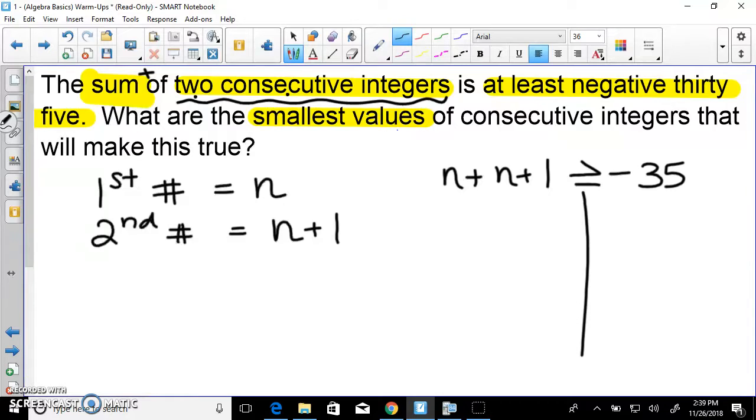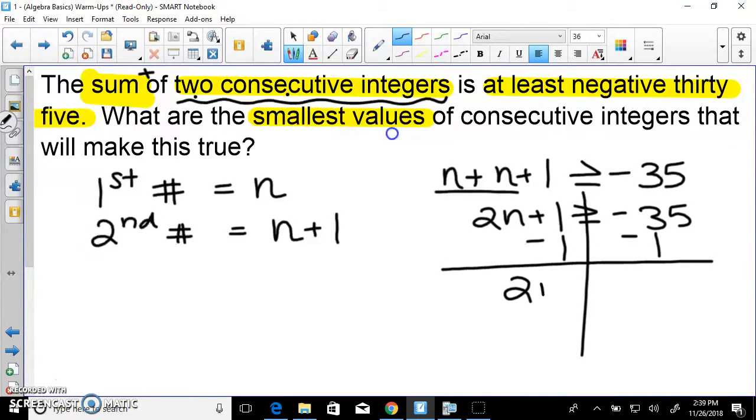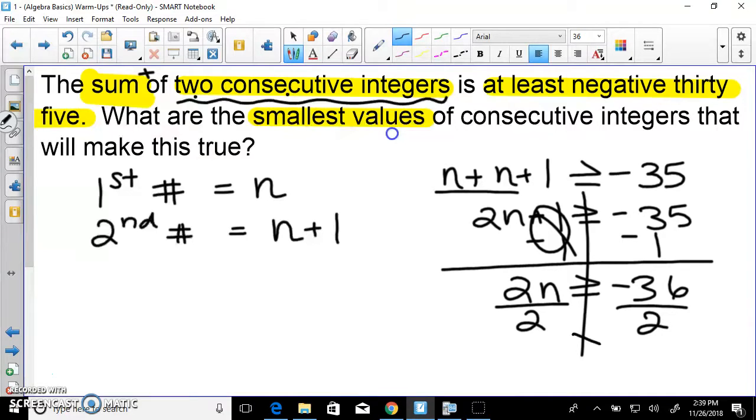So we've got an inequality set up, and we can simplify this. Combine like terms, that becomes 2n plus 1 is greater than or equal to negative 35. Subtract 1 on both sides. Those go away. 2n is greater than or equal to negative 36. Divide by 2, divide by 2. Now I'm not going to flip my sign because I'm dividing by a positive. So we're just left with n is greater than or equal to negative 18.